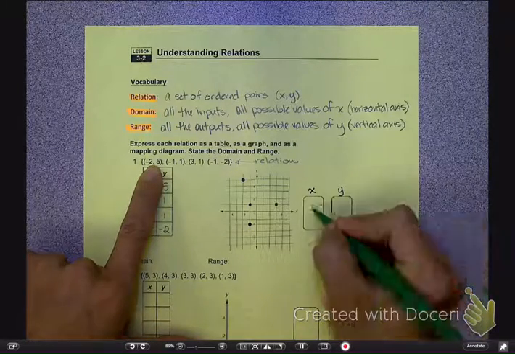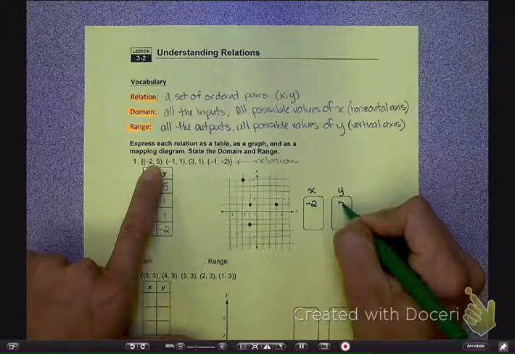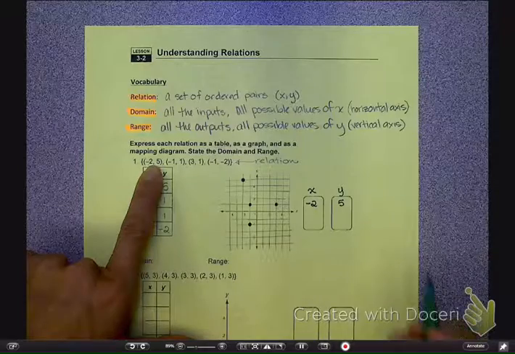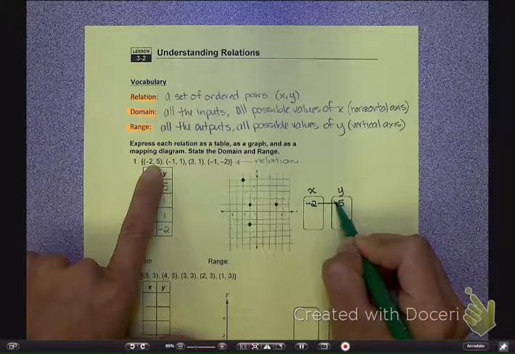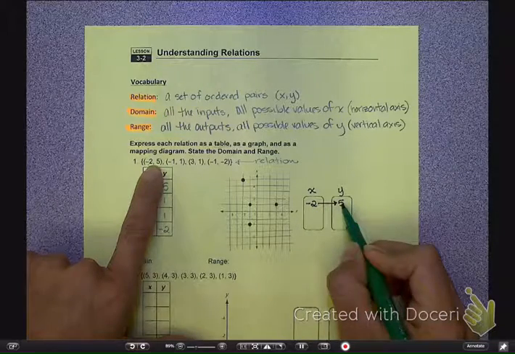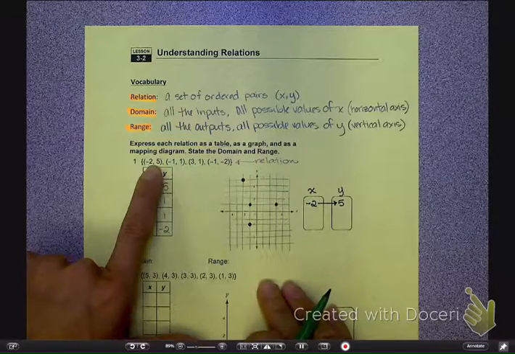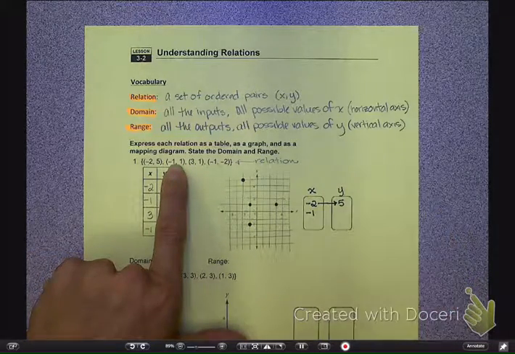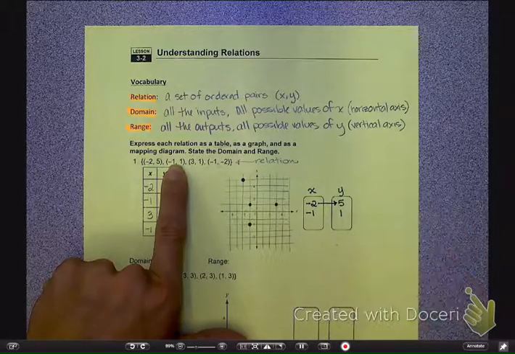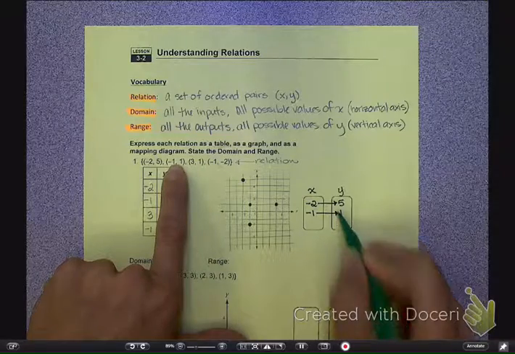Now, I'm going to go point by point, so I'm going to take my first ordered pair and I'm going to put -2 in where the x goes, and I'm going to put 5 over here where the y goes. Now, the -2 corresponds with 5, so in a mapping diagram, I draw an arrow from the input to the output. Okay? So from the x to the y. Now, I'm going to go ahead and take the next one. It's -1 is the x value, and 1 is your y value. So I'm going to draw an arrow from the input to the output, like that.